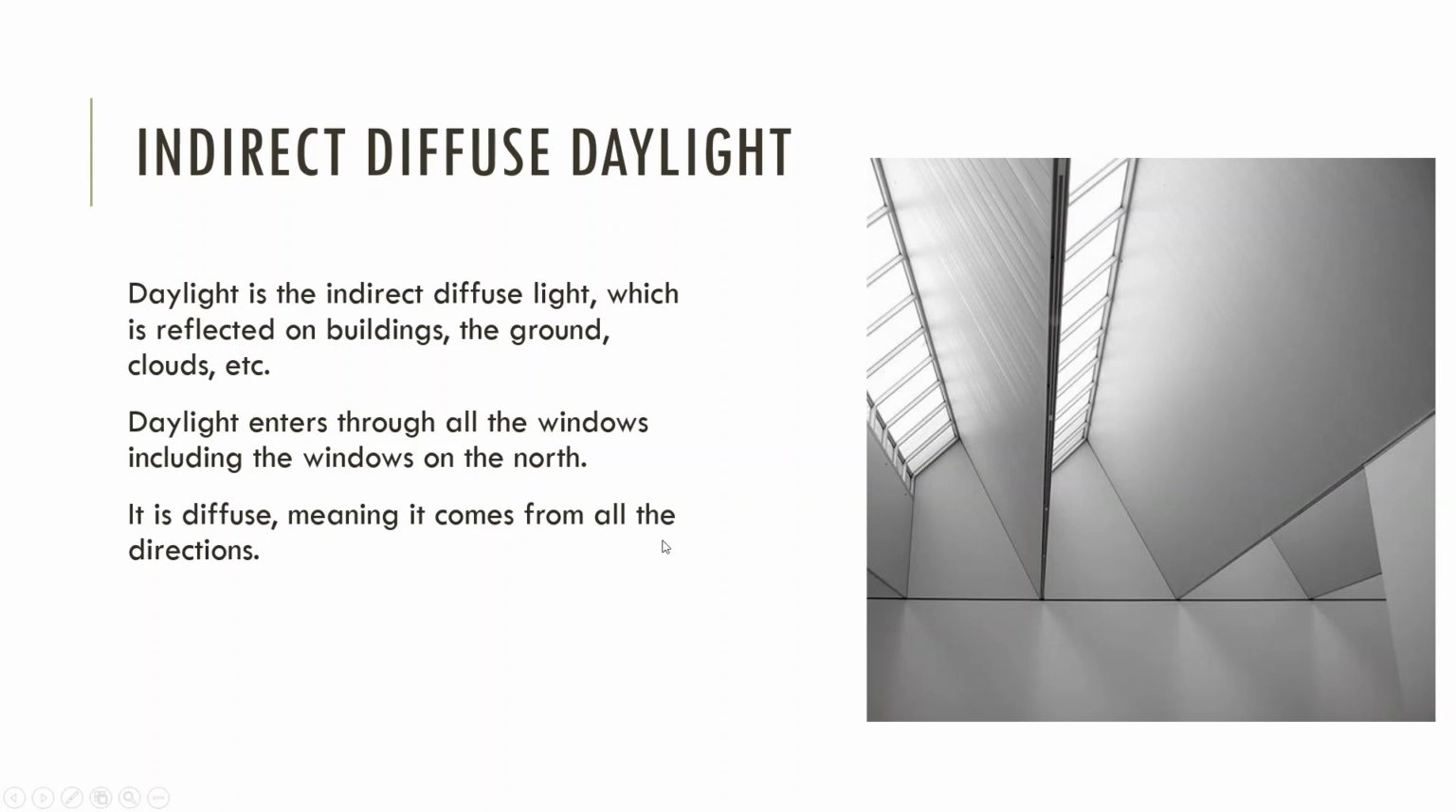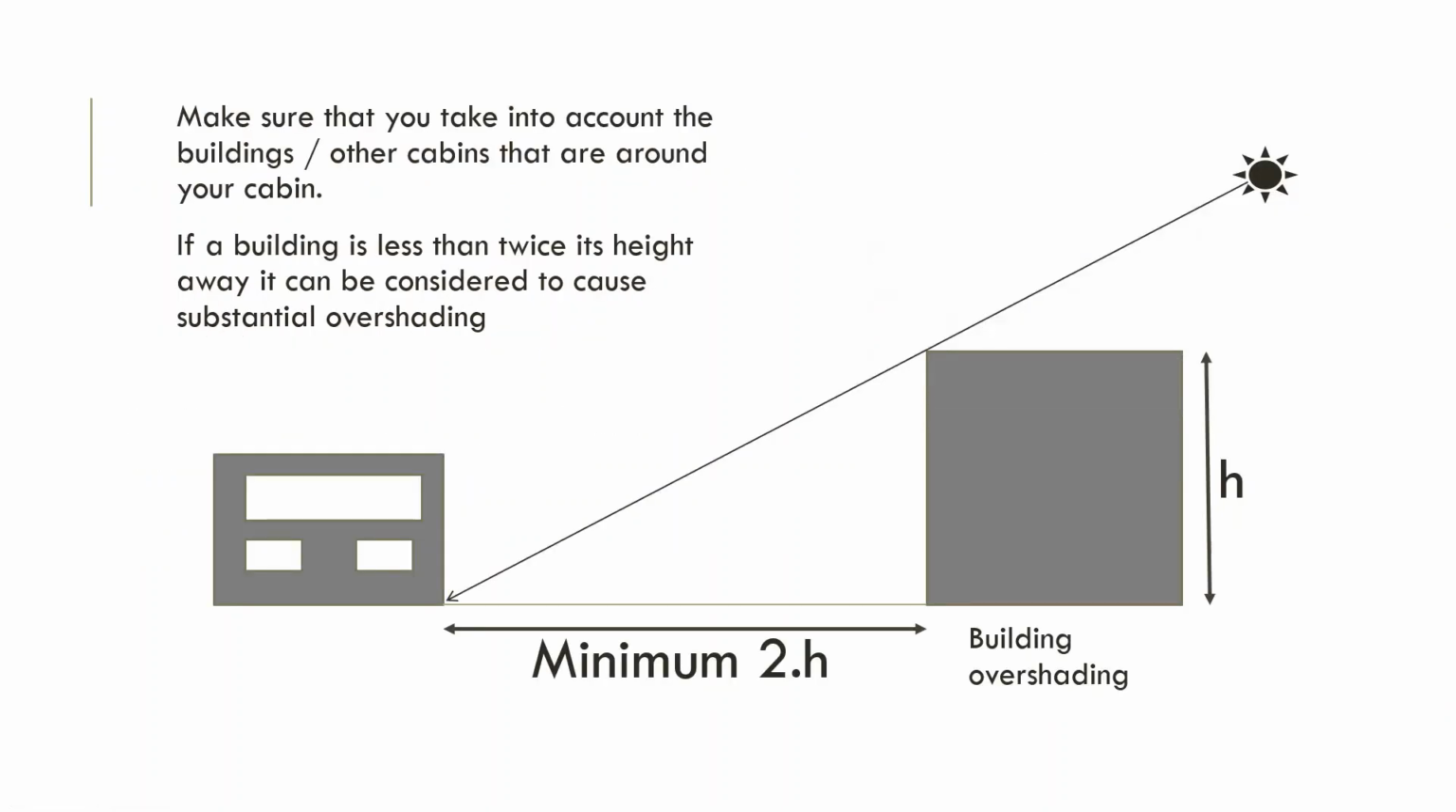So generally you will show the daylight from the north on your drawing. When you do your section, make sure that you take into account the buildings and other cabins that are around your cabin. So generally, if a building is less than twice its height away, it will cause shading. So if you have a building that's quite close, it will cut the sunlight.